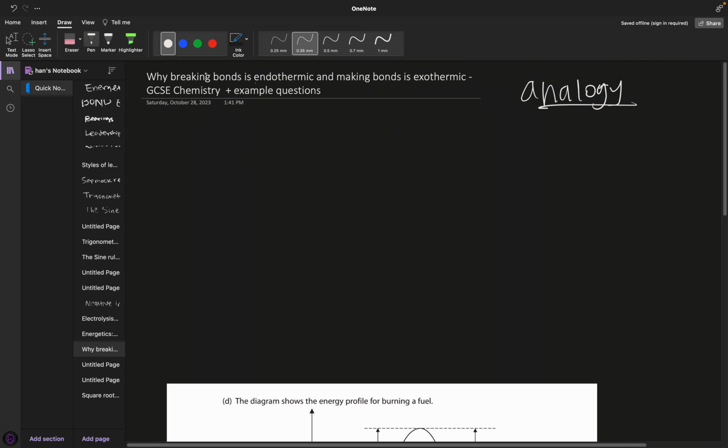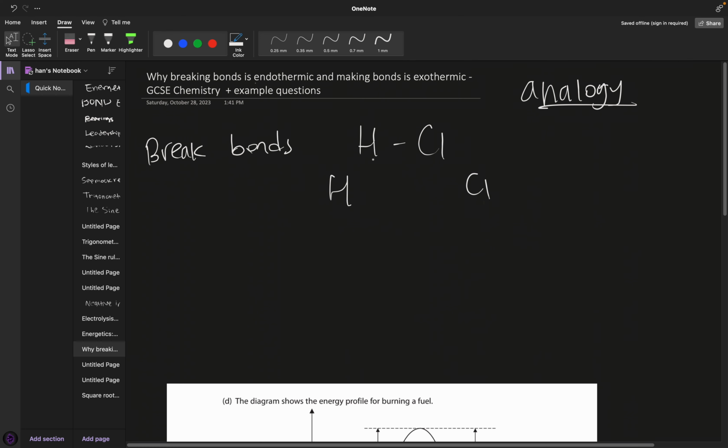So, why is breaking bonds endothermic? When you break bonds, for example a hydrogen and chlorine bond, these bonds are getting broken apart. Hydrogen goes its separate way and chlorine goes its separate way. Why is this endothermic? You would imagine that if bonds are breaking, it would release energy. But why does it take in energy? It goes against your common logic.